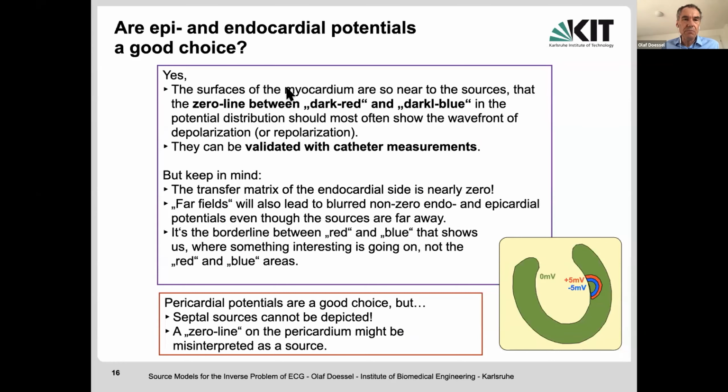My comment would be that the surfaces on the myocardium are now near to the sources, so the zero line between red and dark blue is where the wavefront is. This is nice, and it can be validated with catheter measurements, but keep in mind the transfer matrix to the endocardial side is nearing zero. Far fields will also lead to non-zero epi and endocardial potentials, even if the sources are far away. It's the borderline between red and blue that shows us where something interesting is going on.